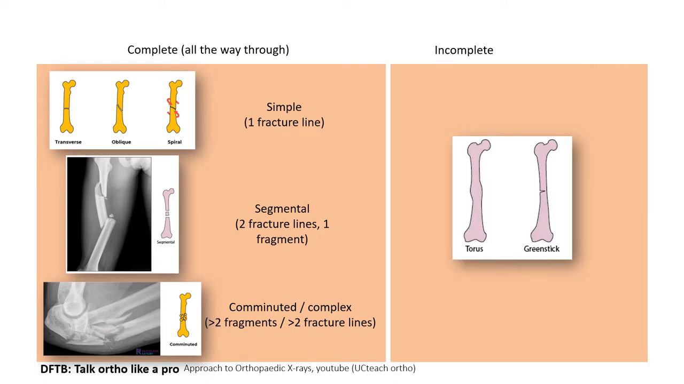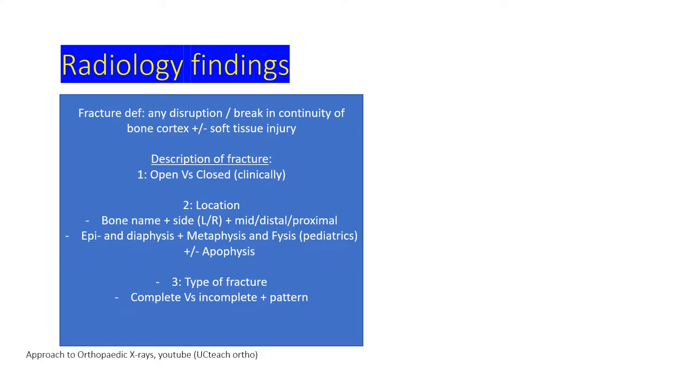Okay, then you have your incomplete. These are your buckle or torus fractures, and we'll talk about how the periosteum is really strong here. That's why this side doesn't break, but the inside breaks. And you have your greenstick, where one side but not the other breaks. Okay, so that's the type of fracture. And then you have the displacement. That's really important. That's where management is usually decided, whether or not we should operate.